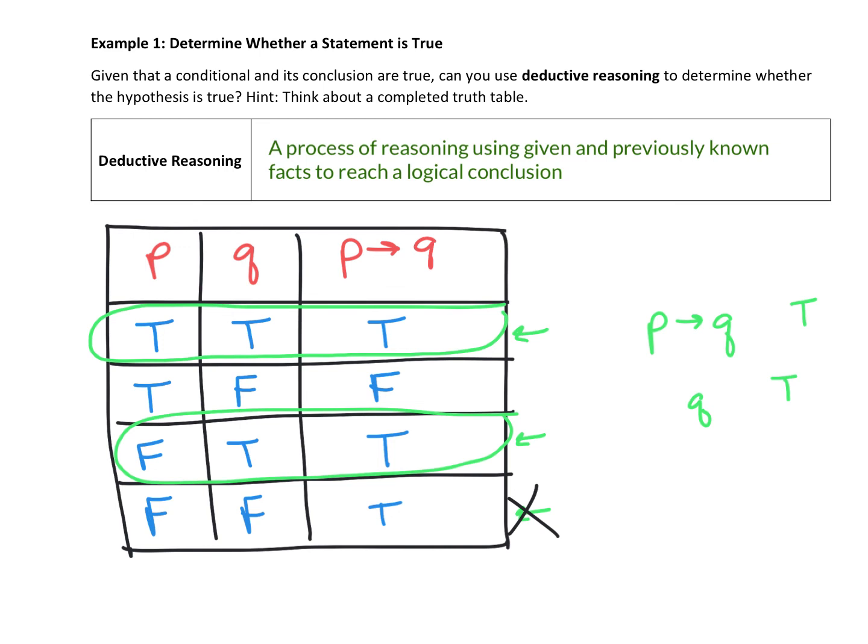If those both were true, if we had a true and a true, then we would be able to. Because if your conditional is true and the conclusion is true, is the hypothesis always true? And we can see that right here it's not. So to answer the question, no! You cannot determine whether the hypothesis is true with deductive reasoning.